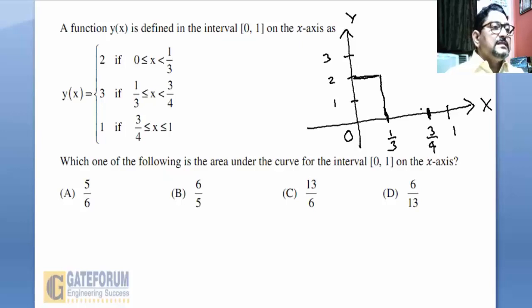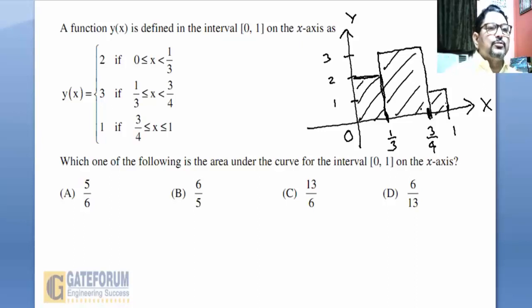Now y(x) is equal to 3 when x is at 1/3. So this is actually on 1/3, and till 3/4, so somewhat of this. And y(x) is equal to 1 when x is greater than or equal to 3/4 and less than or equal to 1. So y(x) is 1, so this would be somewhat around this. So what we are required to find is the area of this striped portion.